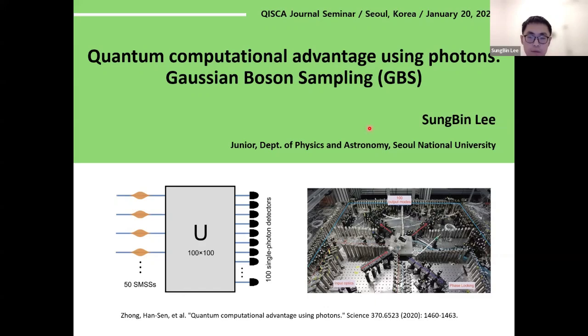Introduction. My name is Sungbin Lee. I am a junior undergraduate student at the Department of Physics and Astronomy in Seoul National University. Today, I would like to present about quantum computational advantage using photons, Gaussian boson sampling.